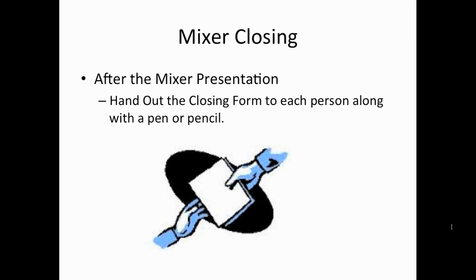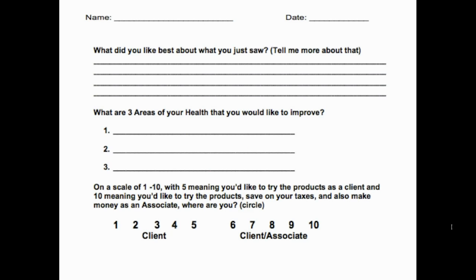After the presentation, you want to take your sheet and hand out the closing form to each person along with a pen or a pencil. They are actually going to be filling this out themselves. This is what the form would look like. They're going to write their name, put the date on, and you're going to ask them each of these questions. They'll be answering these as you ask them, so we don't really want people working ahead. You want to give them enough time to answer, but not too much time.